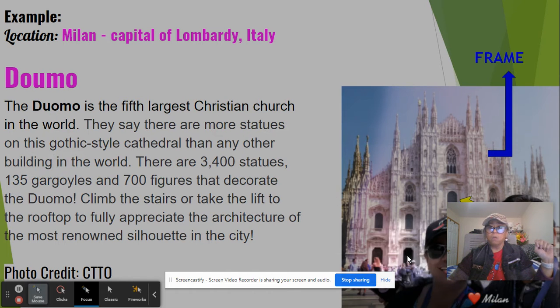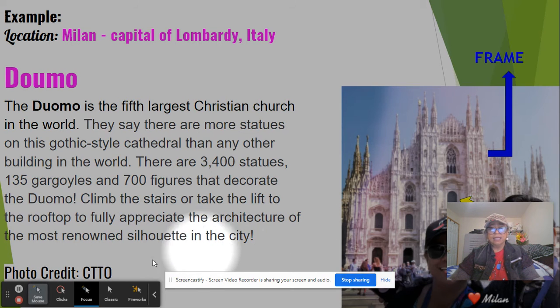Like I pick out here the Duomo. This is in Milan. It's the capital of Lombardy in Italy. The Duomo, meaning church, is the fifth largest Christian church in the world. They say there are more statues on this Gothic style cathedral than any other building in the world. There are, would you believe, 1,300 statues, 130 gargoyles, and 700 figures that decorate the Duomo. Climb the stairs or take the lift to the rooftop to fully appreciate the architecture of the most renowned silhouette in the city.